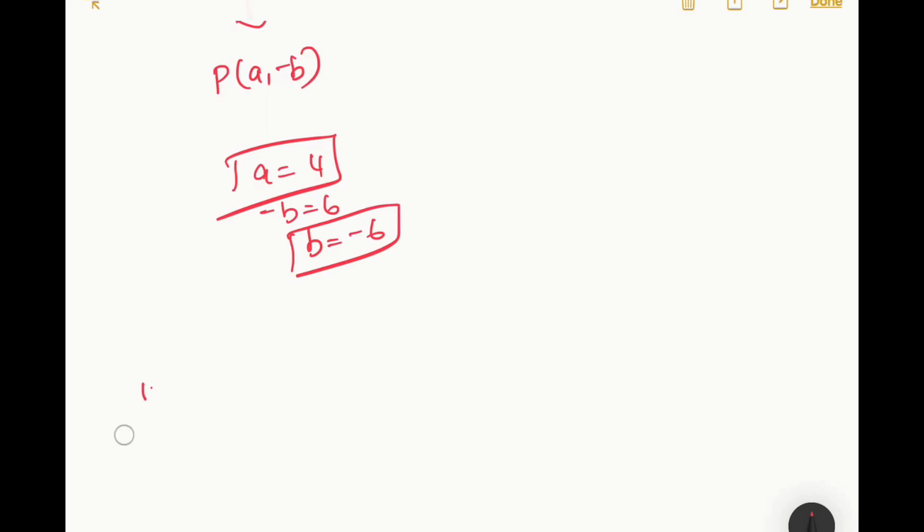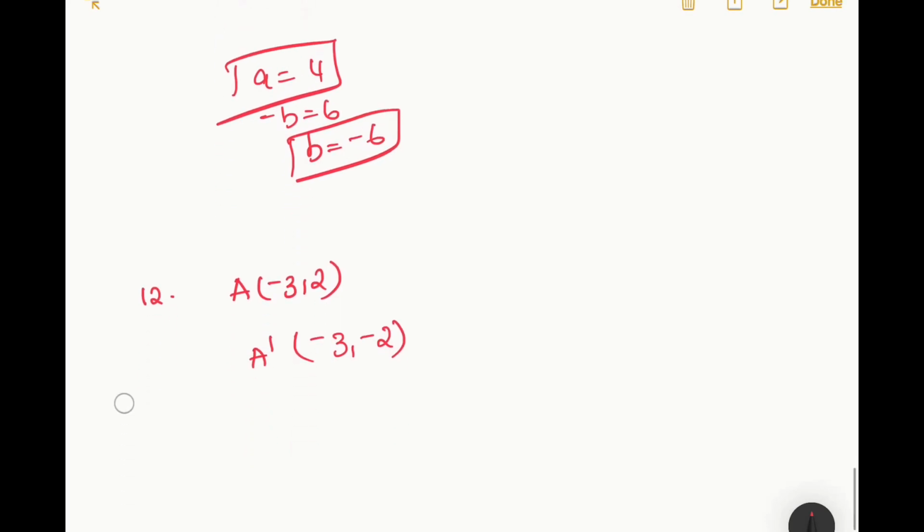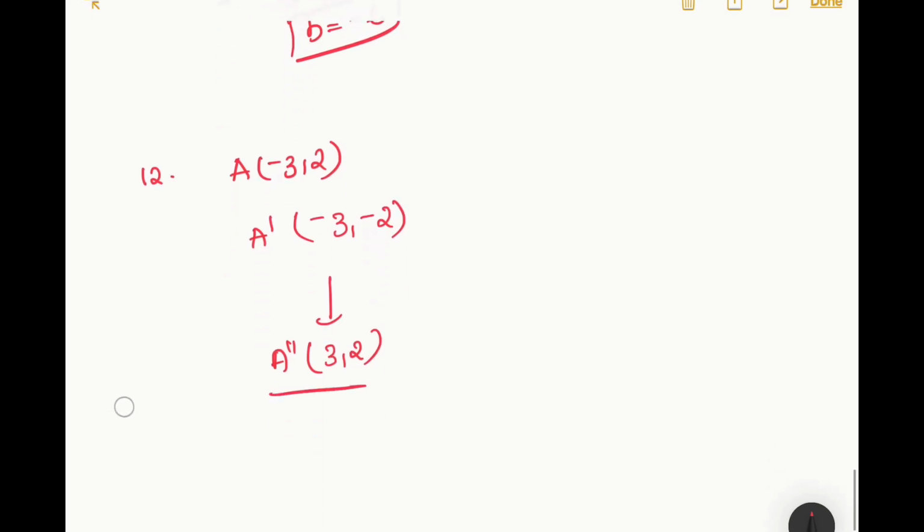Now coming to question number 12. The point A(minus 3, 2) is reflected in the x-axis to get the point A dash. So A dash reflected in x-axis will be minus 3, minus 2. Point A dash is then reflected in the origin to get A double dash. So reflecting in origin, you get the value 3, 2. So the coordinates of A double dash that we need are 3, 2.